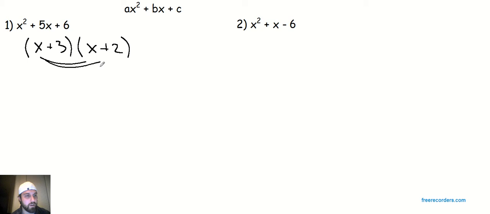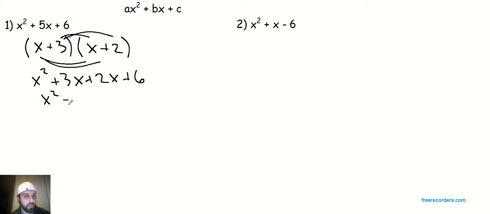So if we do our distributive property here twice, we can see that we end up with an x squared plus 3x plus 2x plus 6. And then we can combine our like terms there in the middle, and we see that we get back to x squared plus 5x plus our 6. So, good, we factored this correctly. Well, we'll take a look at something that might get a little bit more difficult for us. But let's see something like number 2.